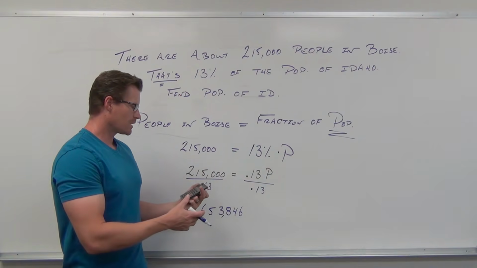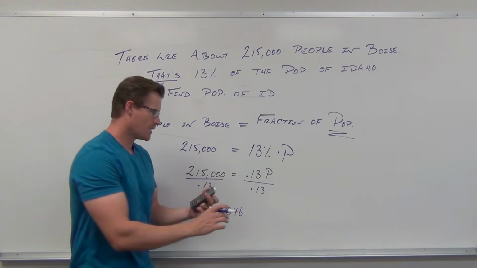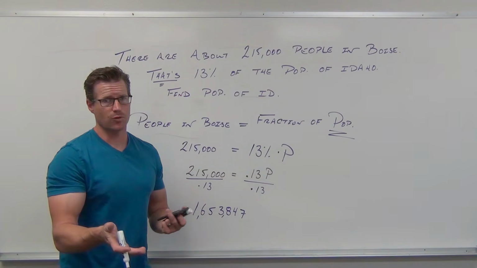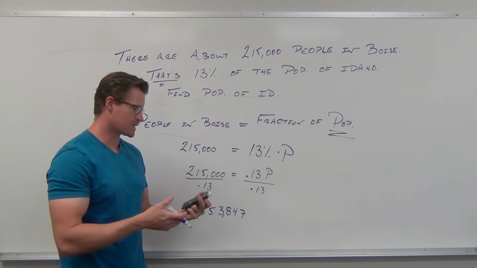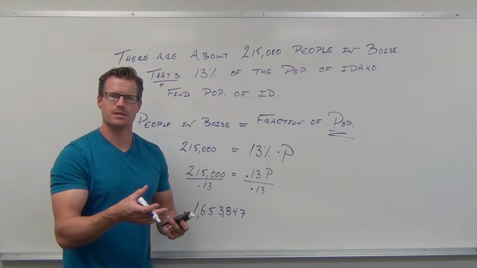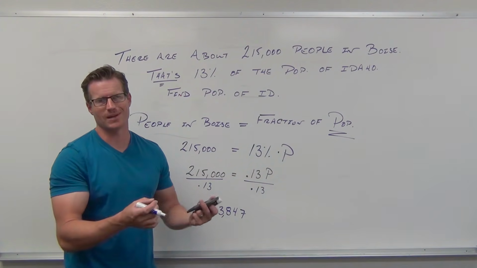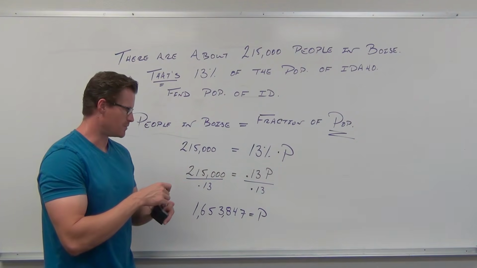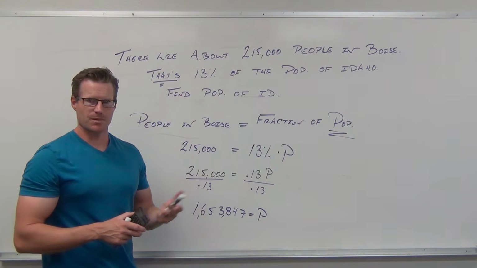1,653,846.15. So really, if you get a decimal like 0.15, you usually round up with population, because that partial person still counts as a whole person. So we have a population of about 1.65 million people. That's the population of Idaho.